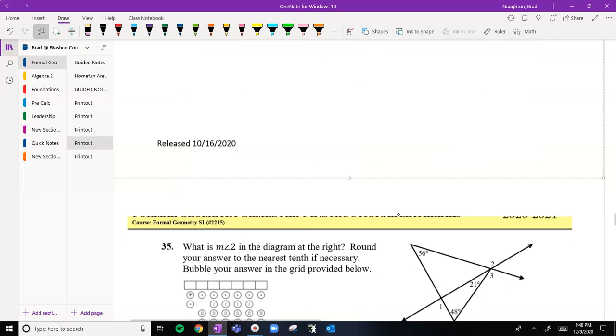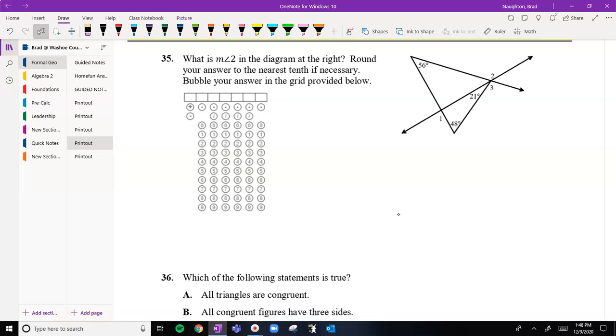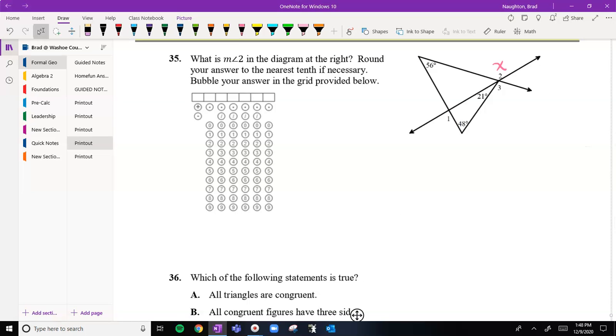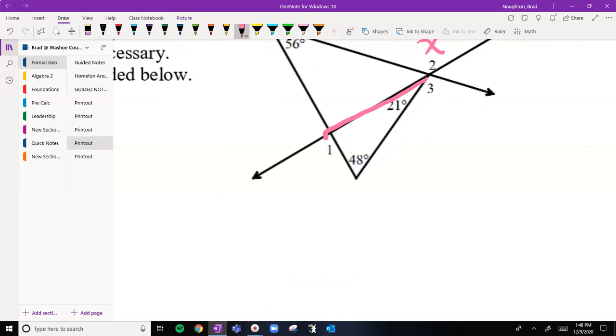All righty, ladies and gentlemen, boys and girls, 35. Back to an algebra proof. So it says, what is angle 2? So I'm going to go ahead and put an X there because that's what I'm looking for. A couple of things you got to remember is that every triangle has got 180 degrees. So we're going to start with this triangle right here. And I'm going to call this Y just because I've already used X. So Y plus 21 plus 48 is equal to 180. And so to skip some steps here, Y is going to be 111.